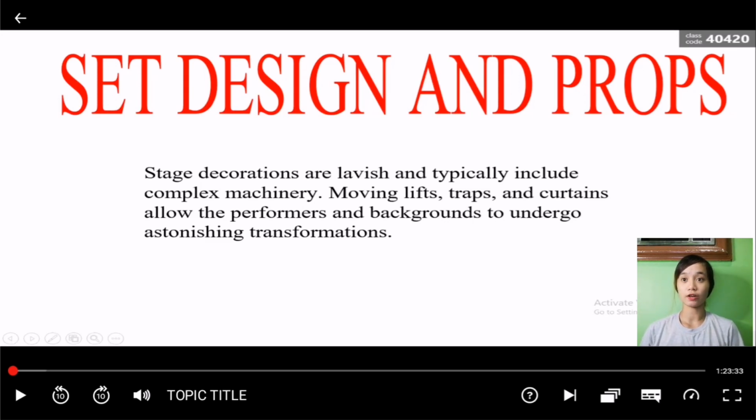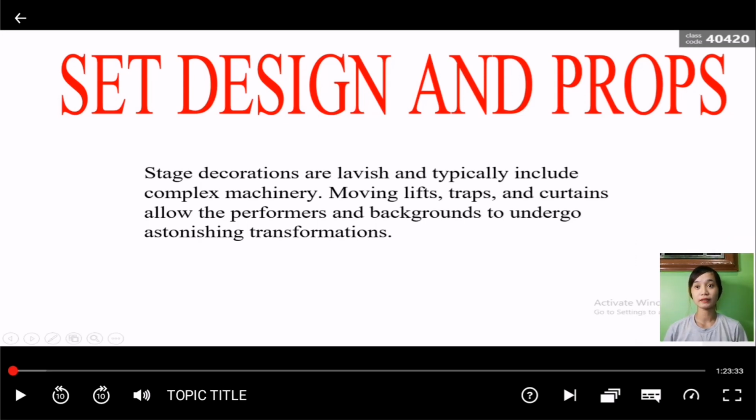Stage decorations are lavish and typically include complex machinery. Moving lifts, props, and curtains allow the performers and backgrounds to undergo astonishing transformations. For instance, an actor may suddenly disappear from the stage and reappear in the audience, or a background may revolve to simulate a ship moving across water.